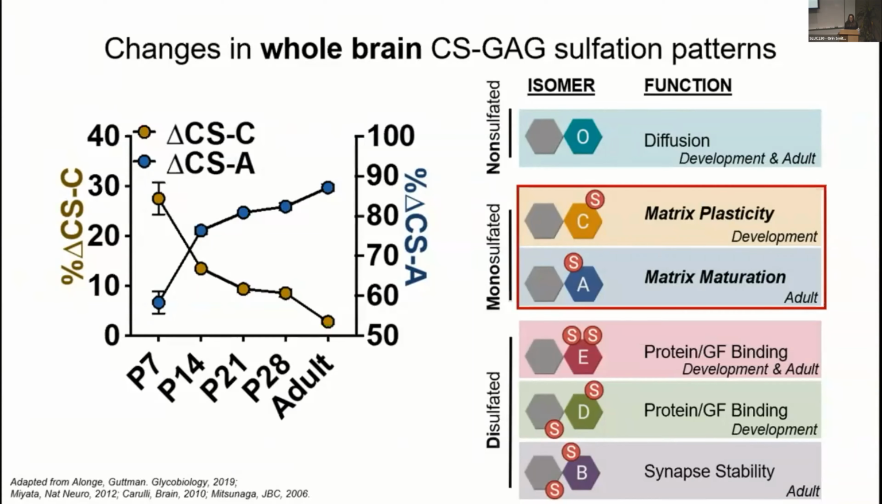Meanwhile, we have the matrix maturation isomer is lowest after birth at P7, which then increases throughout maturation to about 90% in the adult. And so this is a very yin-yang type of relationship when it comes to switching your developmental sulfation patterns to your adult sulfation pattern.